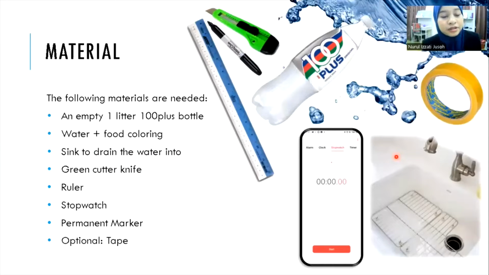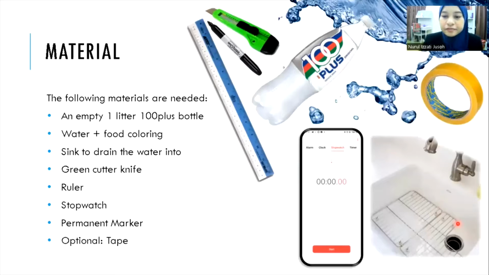Here are the materials I'm using in this experiment: an empty 1 liter 100 Plus bottle, water mixed with food coloring, and a sink to drain the water into. I'm using a cutter knife to make a hole, a ruler to measure the distance, a stopwatch to measure the time, a permanent marker to plot on the bottle, and tape to close the holes that I'm not using.